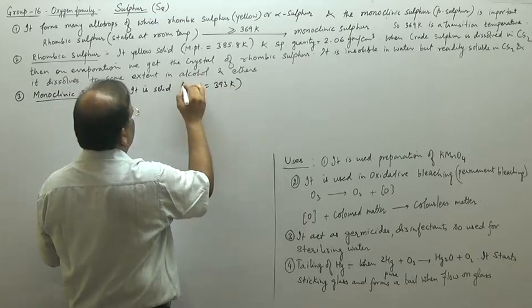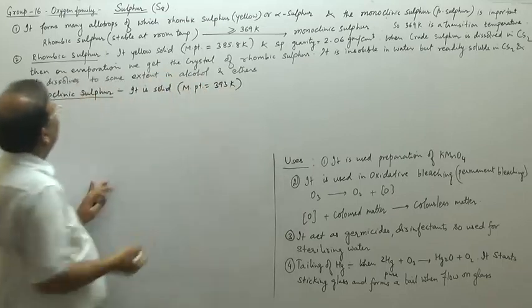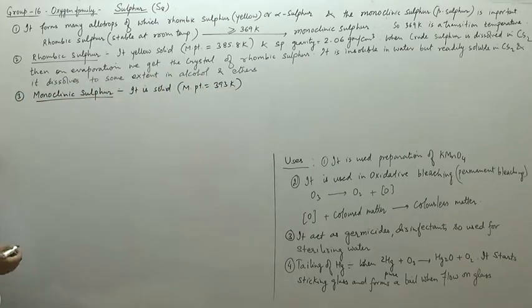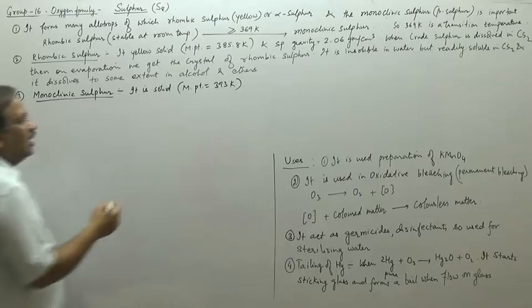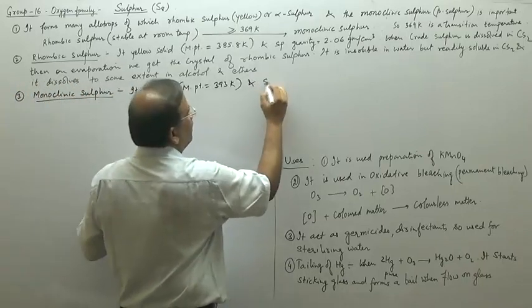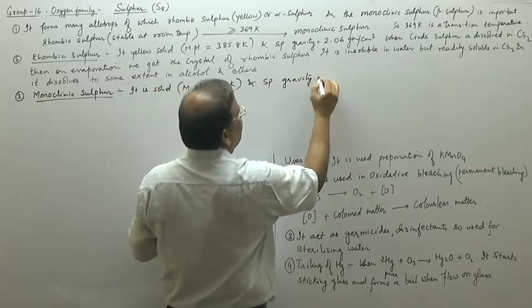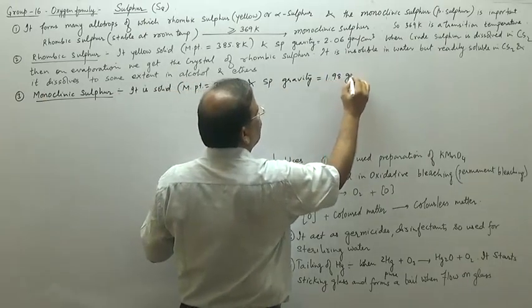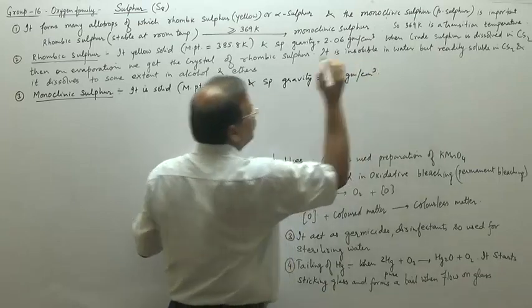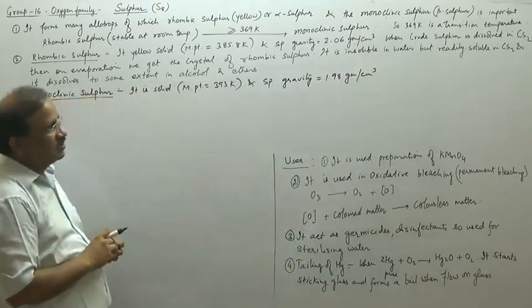Its melting point is higher than that of rhombic sulfur. So monoclinic sulfur has a higher melting point, and its specific gravity is 1.98 grams per centimeter cube. So its specific gravity is less.